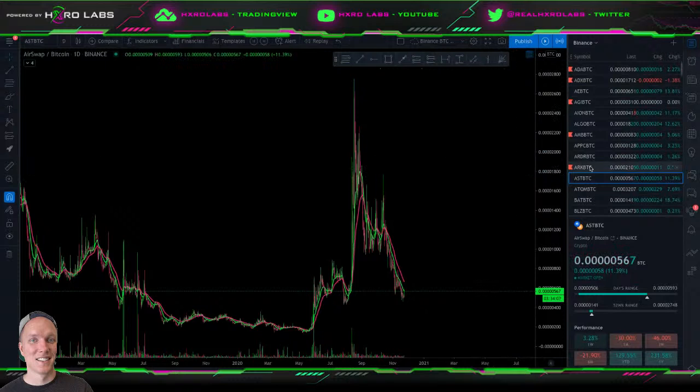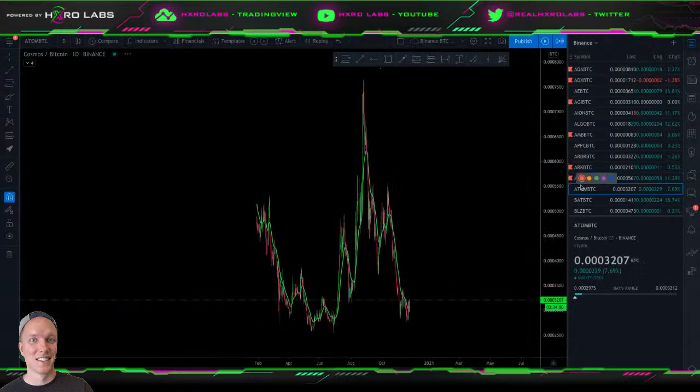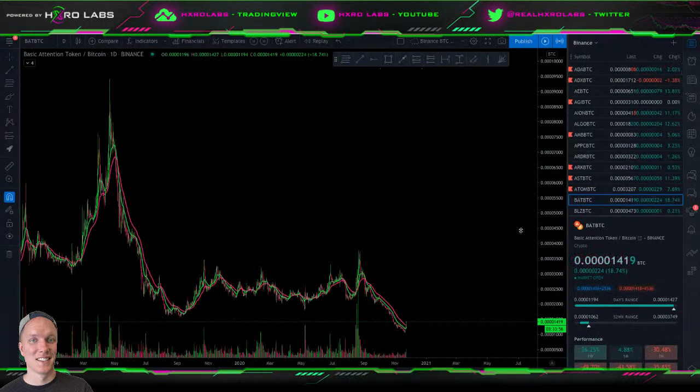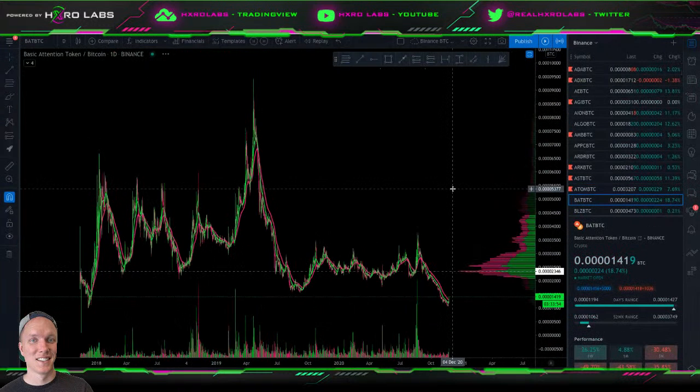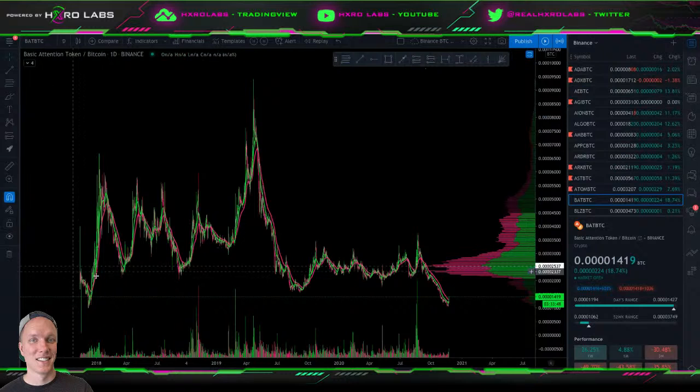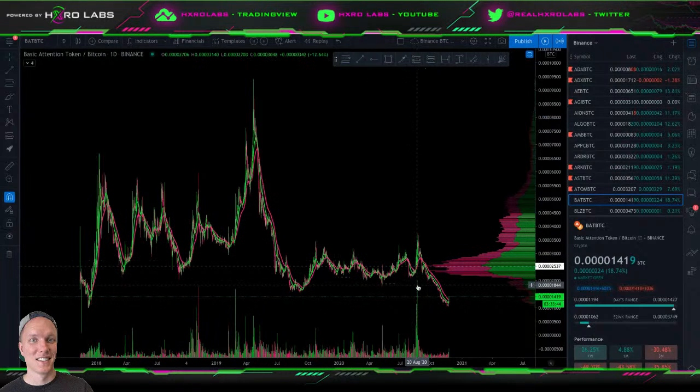AirSwap. Yep. In the reload zone. Yep. Atom. BAT actually just broke out today, but again, it's underperforming Bitcoin. So it's not like when I don't put it on the list, it's saying it can't do well. I'm sure BAT's going to do well. I'm very sure of that to some extent.